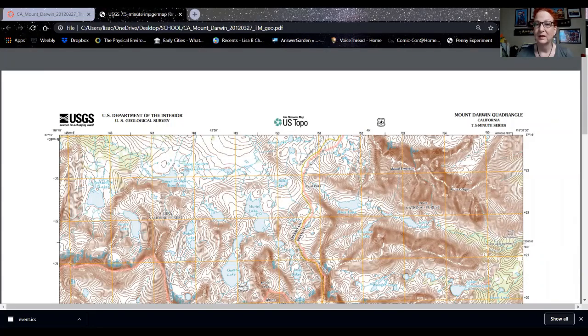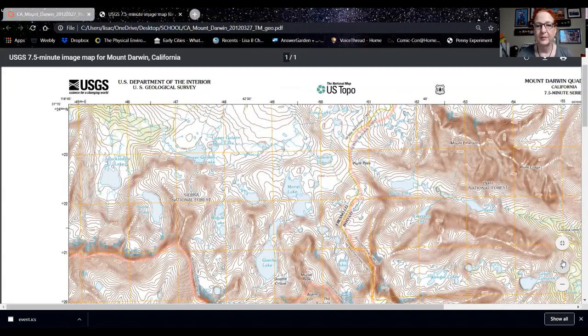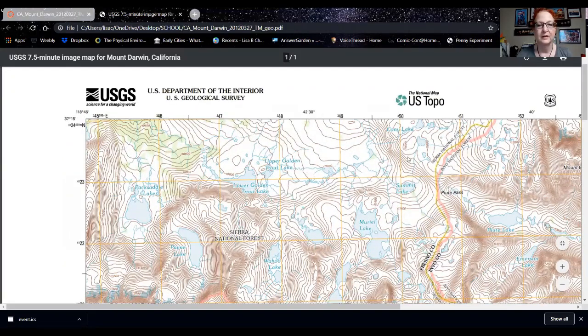Hi, I've had some questions about how to read this topographic map in your assignment. So I wanted to make sure I covered some of the questions for you. This is the topographic map. If you look over here on the right, you'll see a plus and minus sign and smaller, larger. So let's see what happens when we get larger. You can see the numbers better.